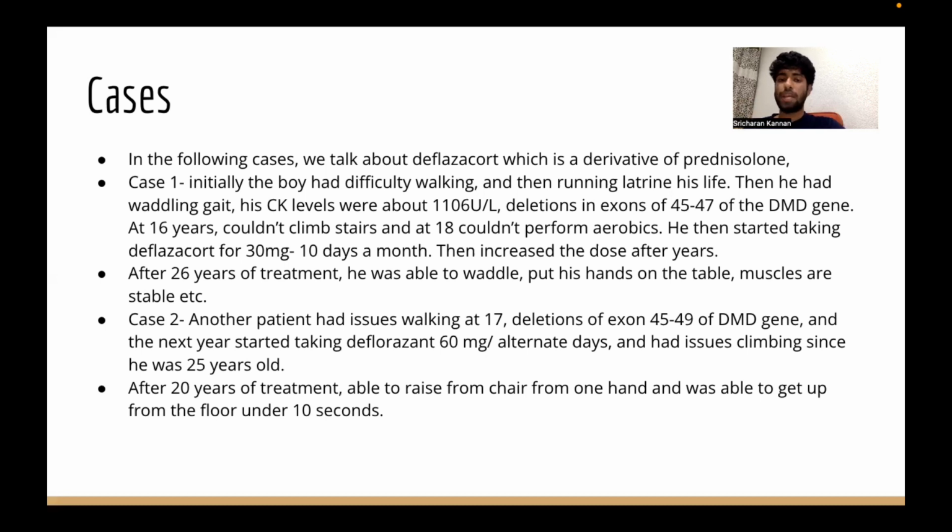Obviously, that differs from patient to patient. He didn't really have any of the side effects that we discussed in the previous slide about being overweight and the like. After 20 years of the treatment, it's said that he was able to rise from a chair with one hand, and was able to get up from the floor within about 10 seconds.